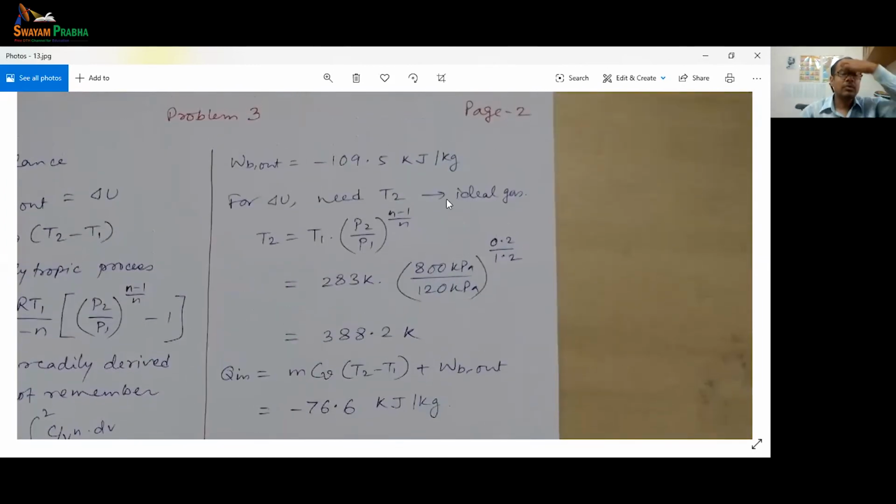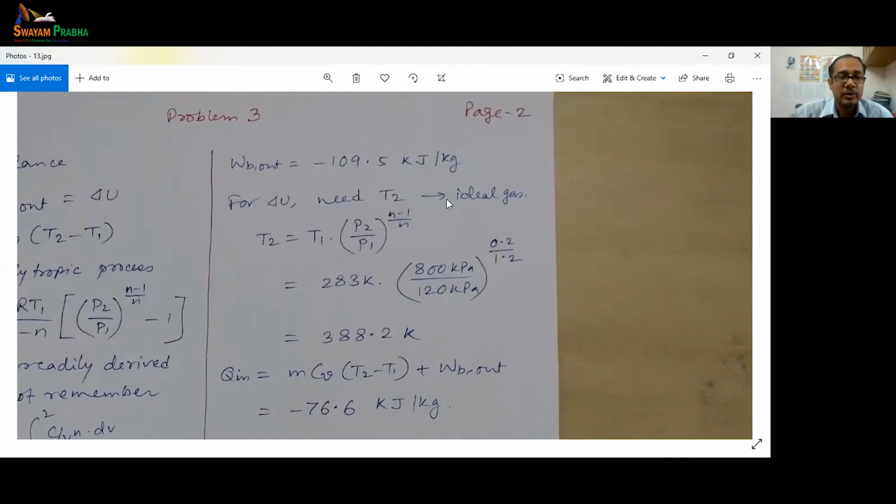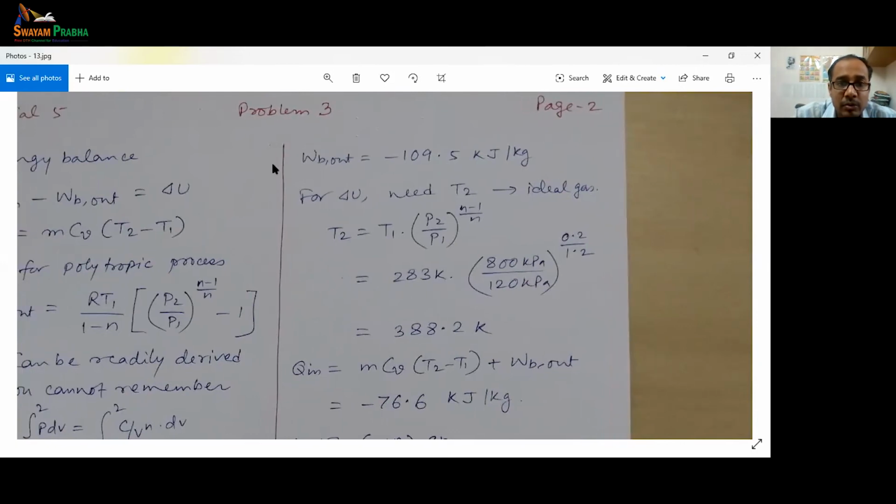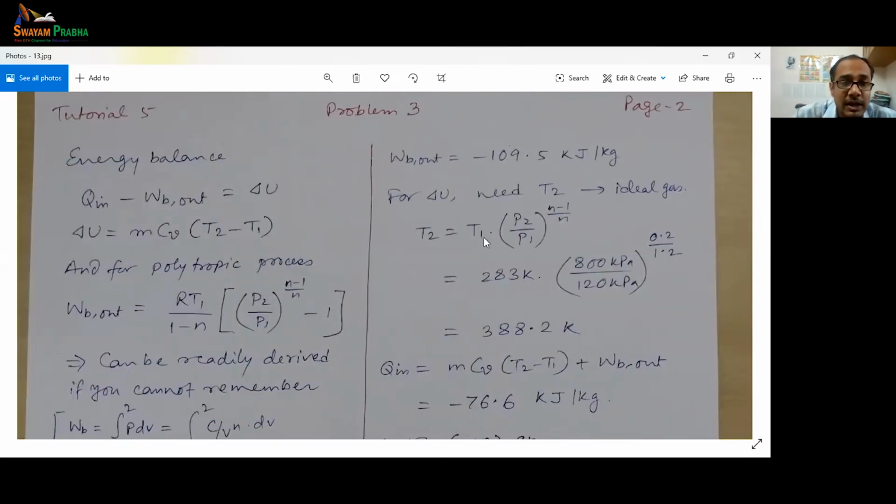Now for the boundary work out, we can input all those values that are given. P2, P1 and T1 we know, R we have looked up from the table, and n is also given to be 1.2. So you can find out what WB out is. Now to find the heat transfer, you need to find delta U, and for delta U we know T1 but we don't know T2. So T2 we also need to find.